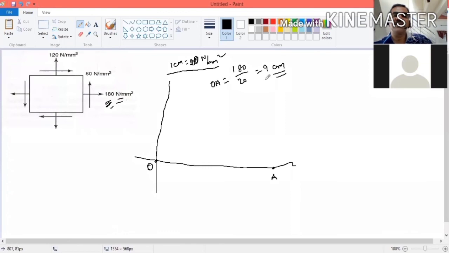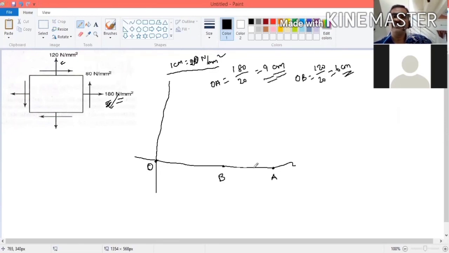OA is equal to 9 centimeter. So this represents the sigma x. Now take sigma y, same scale. OB is equal to 120 divided by 20, that is 6 centimeters. From O, you take 6 centimeters and mark B.